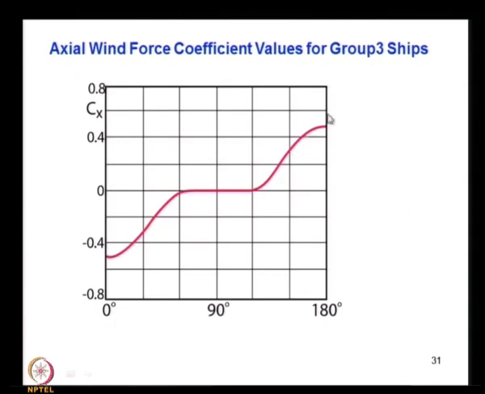So, now the same thing for group 3 ship. Group 3 ship we have seen is a passenger ship or passenger ferries, and this is the variation here. You can see it is almost flat here and then it goes like that. So maybe with wind acting from 60 degrees to 120 degrees, it is almost the same effect.